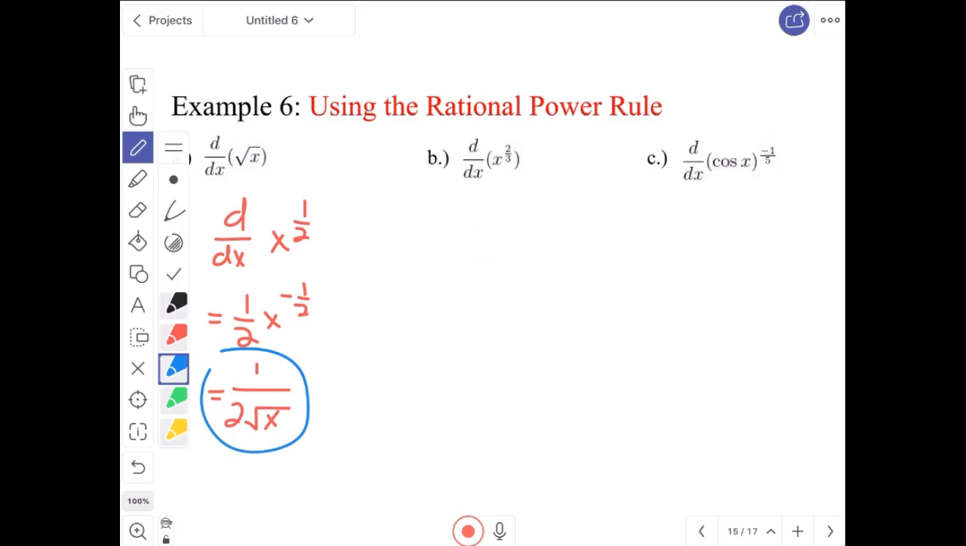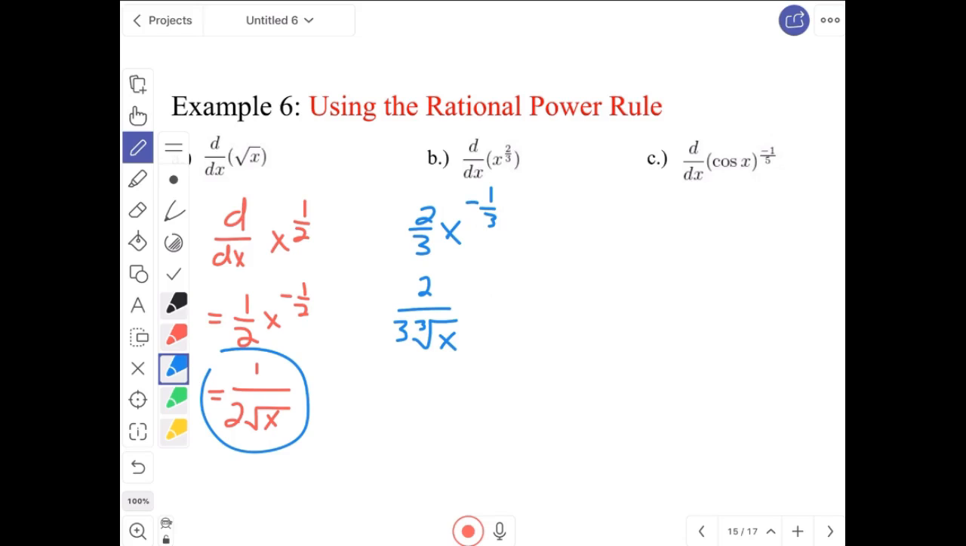Same kind of thing, d/dx of x to the 2/3 power. So if we're going to take that derivative, then we need to bring our 2/3 down. And then we'll have x to the negative 1/3. So again, if you want to simplify that, that's going to be 2/3 and this will be a cubed root of x. That would be the most simplified version of that.